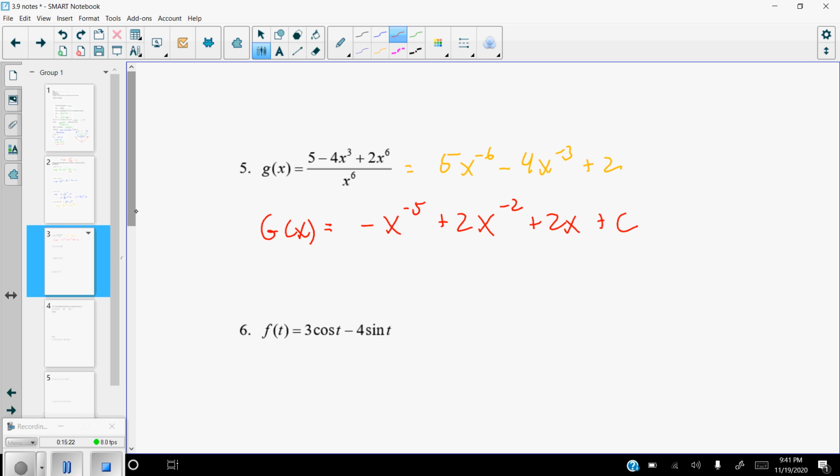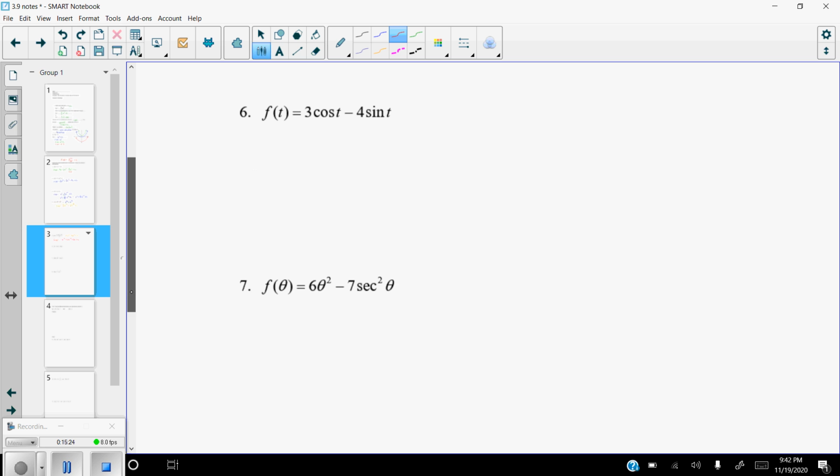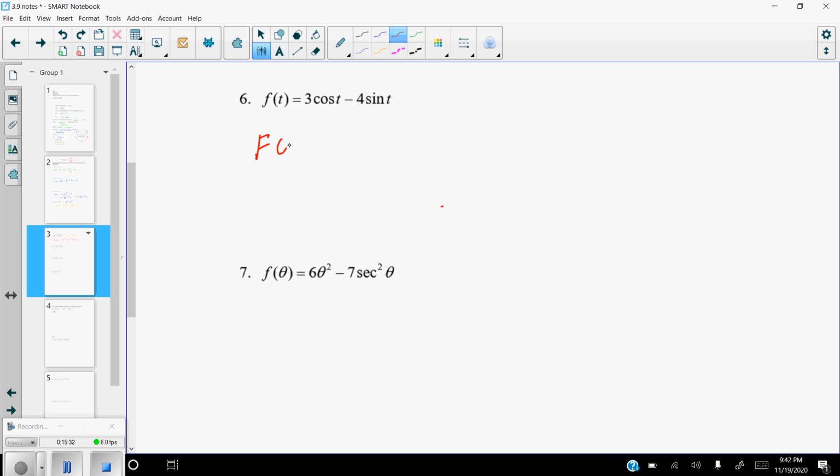Okay, number 6. Number 6, you just have to know your trig stuff. So if I'm going to take the antiderivative of lowercase f, ask myself, what would I have had to have to get a derivative of 3 cosine t? Well, my original function would have had to have been 3 sine t. Take the derivative of that, you get the 3 cosine t.